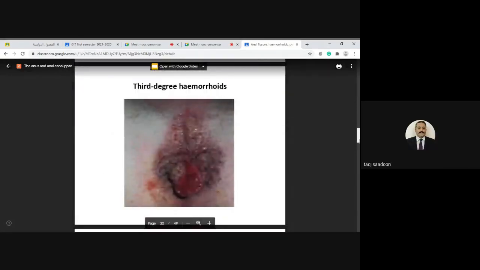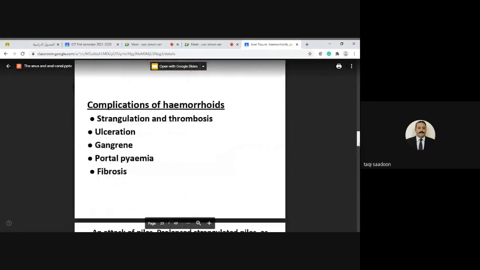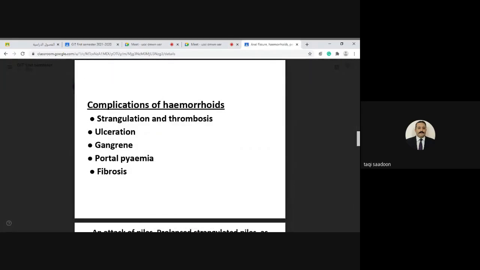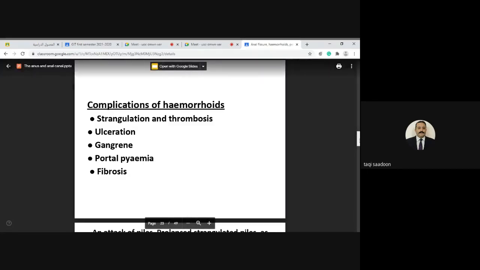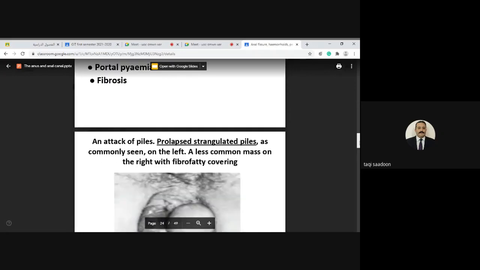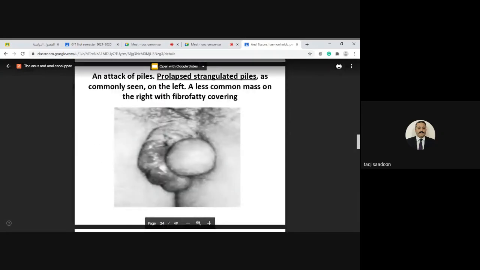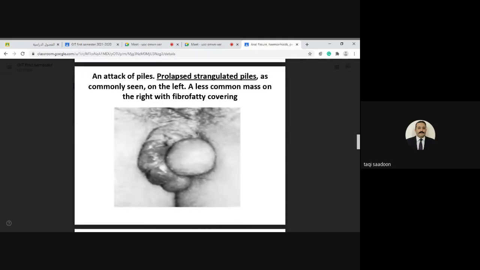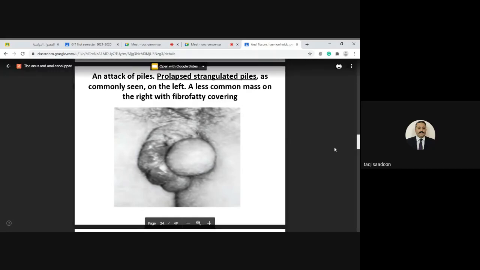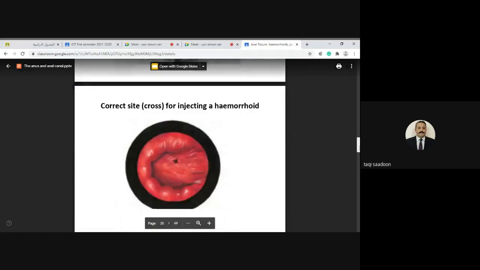This is the third degree hemorrhoid. So the complications of hemorrhoid, if there is strangulation and thrombosis, there will be very severe pain. Ulceration sometimes ends with gangrene of the hemorrhoid. This is very serious and sometimes causes portal pyemia and fibrosis. This is an attack of a prolapsed strangulated pile. This is associated with pain. So the pain is with a complicated hemorrhoid. Okay. Are these pictures clear, students?